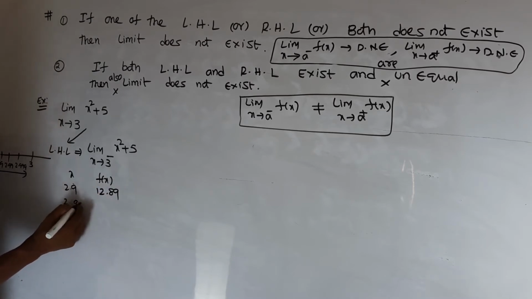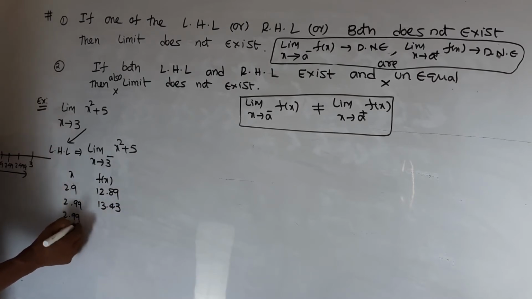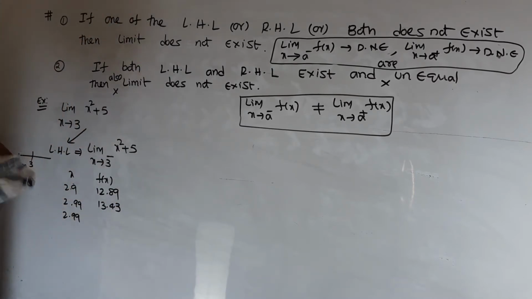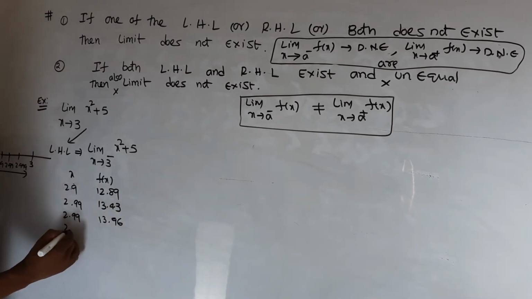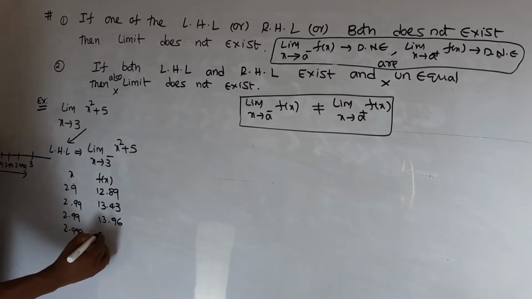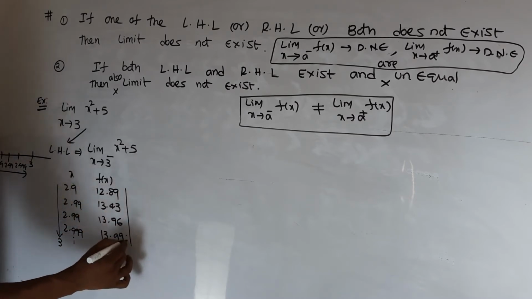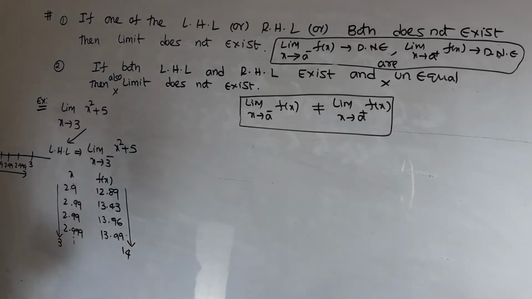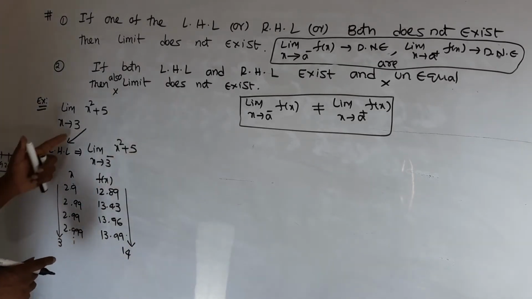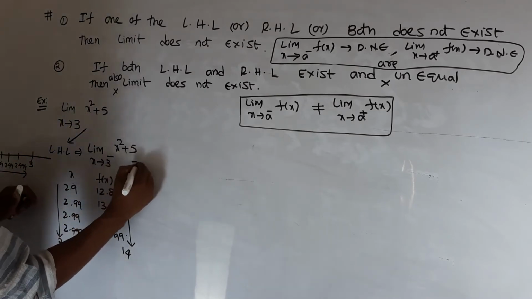Next 2.99, so 13.43, then 13.96. For 2.999, it is 13.99. This one approaches 3, and the value is nearly 14, close to 14. Here x is 3, 3 square is 9, 9 plus 5 is 14. So this answer is 14.